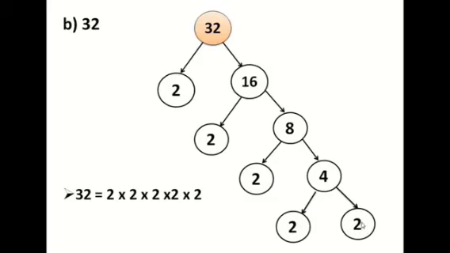So how many twos are there? 1, 2, 3, 4, 5 twos. So 32 equals 2 into 2 into 2 into 2 into 2. If you multiply, 2 twos are 4, 4 twos are 8, 8 twos are 16, 16 twos are 32. But we can show the factor tree for 32 in other ways also. So let's check.